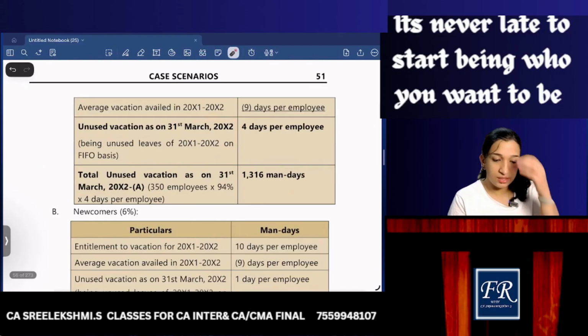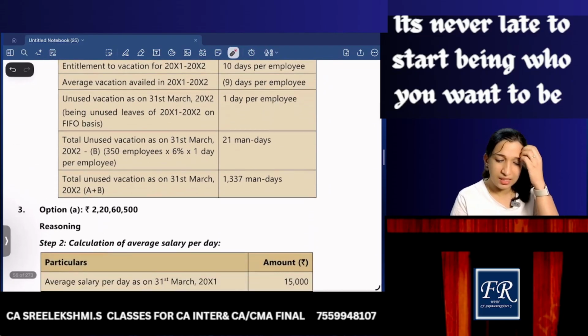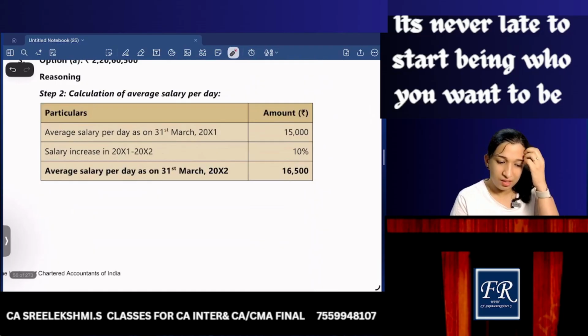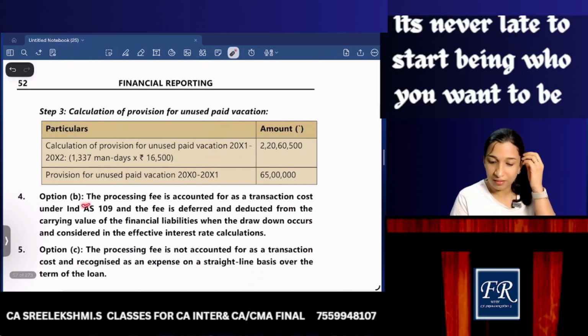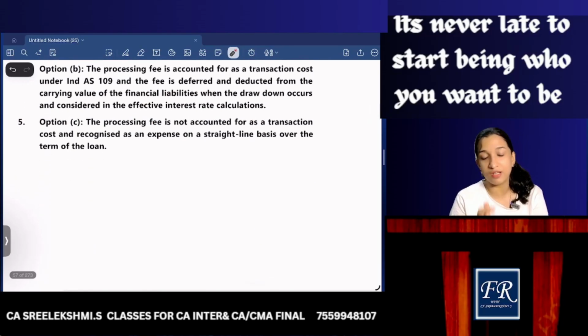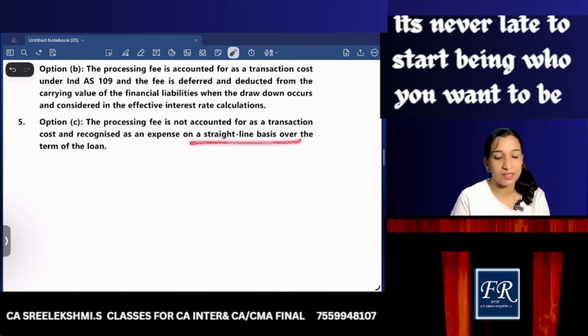1337 days, 2 crore 20 lakh 6500. Option B: it will be accounted as transaction cost. Fees is deferred and deducted. But if future drawdown, future withdrawal is not possible, it cannot be accounted as a transaction cost. So it will be recognized as expense.